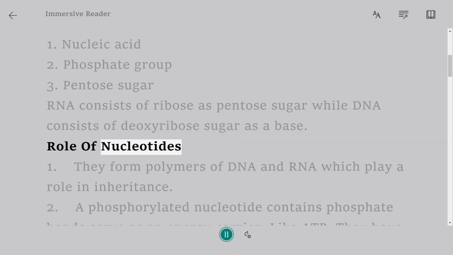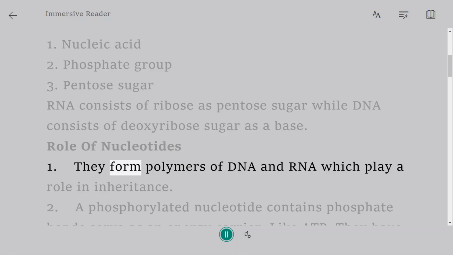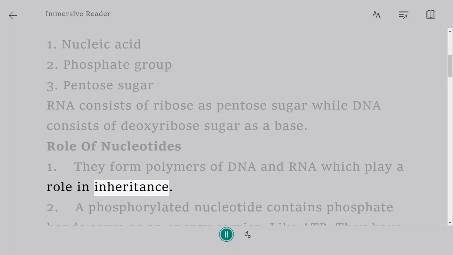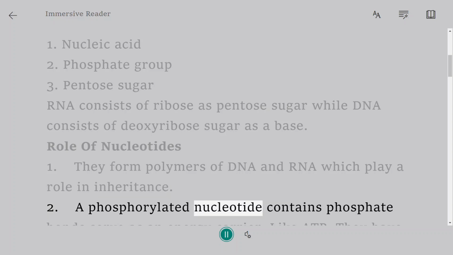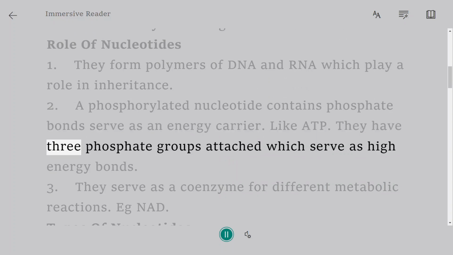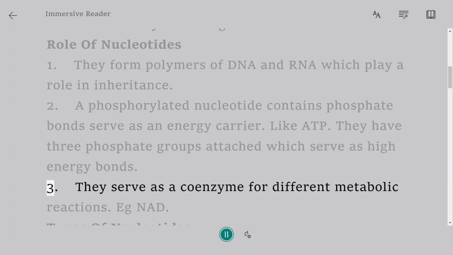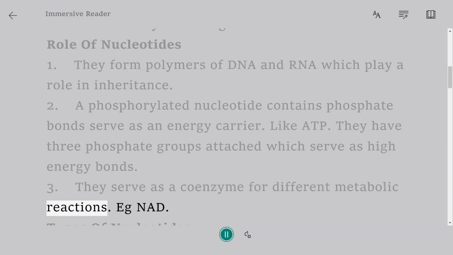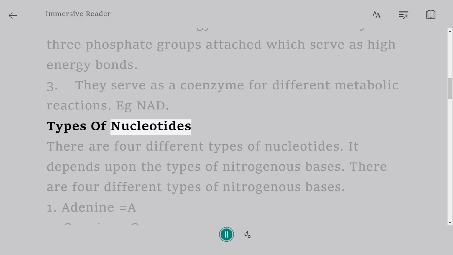Role of nucleotides. 1. They form polymers of DNA and RNA which play a role in inheritance. 2. A phosphorylated nucleotide contains phosphate bonds and serves as an energy carrier, like ATP. They have 3 phosphate groups attached which serve as high energy bonds. 3. They serve as a coenzyme for different metabolic reactions, for example, NAD.